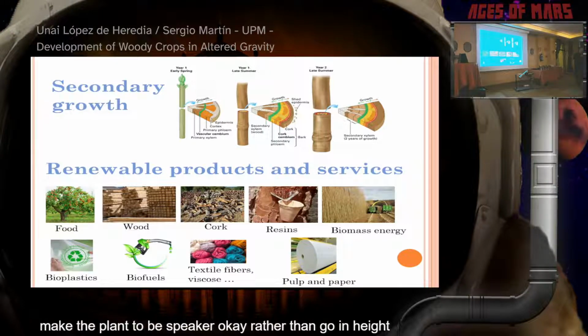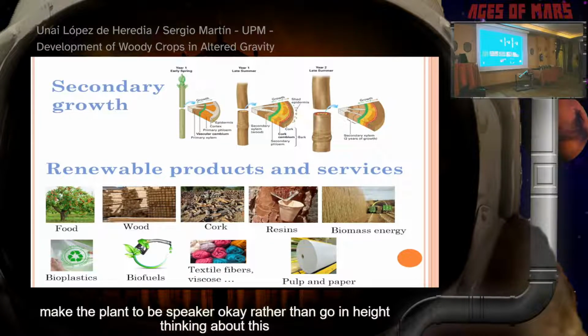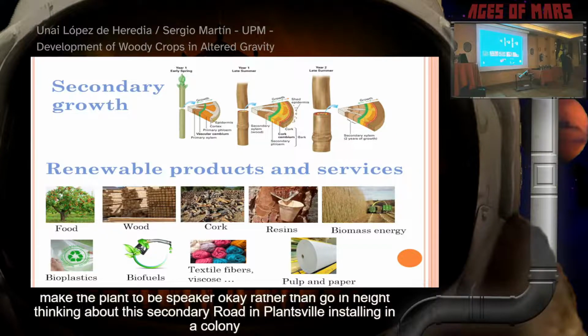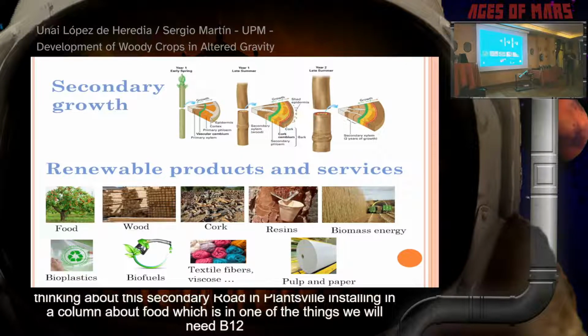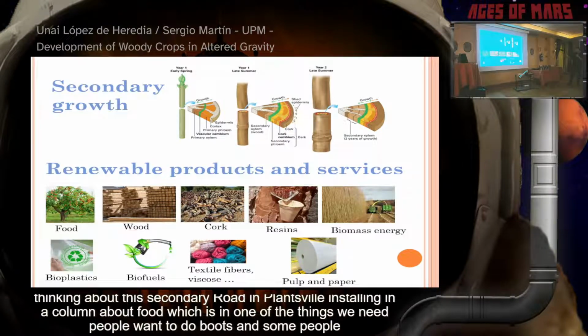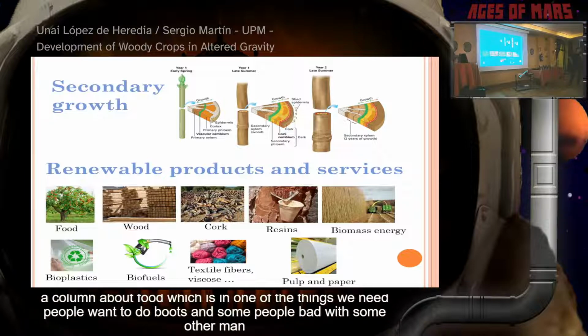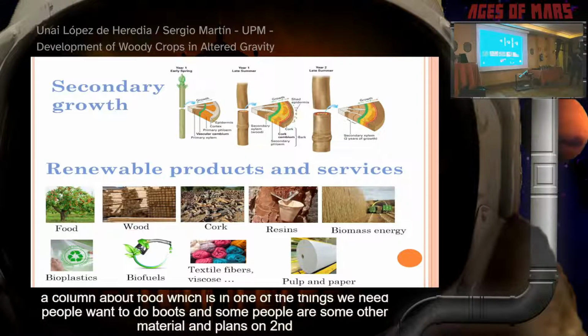Thinking about this secondary growth in plants we will install in a potential colony on Mars is important because Marga has told us about food, which is one of the things we will need if we want to put some people on Mars, but we will also need some other materials.